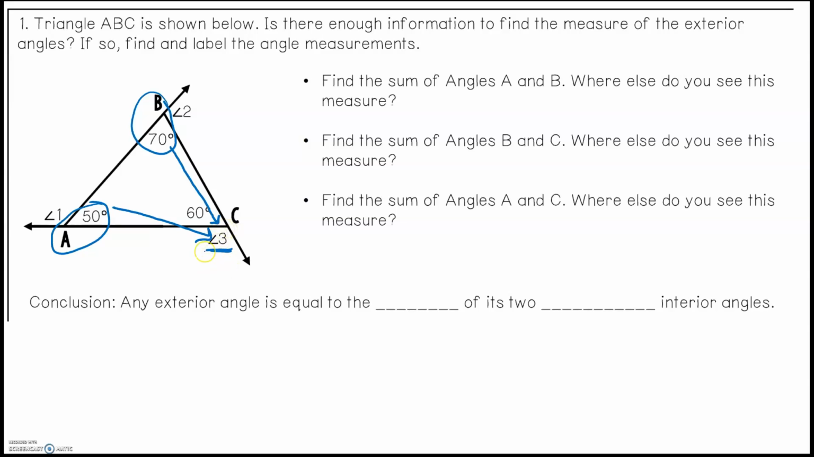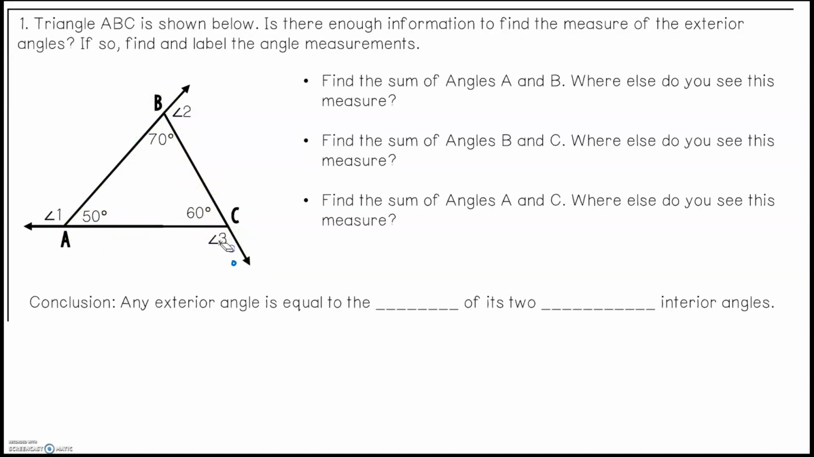This is outside that triangle, angle 3. So the sum of these two that are opposite from it, sitting across the room, when I add those together, that will give me the measure of the exterior angle that is across from them or opposite from them. So when we do that, A plus B is 120 degrees, so angle 3 would be 120 degrees because those two angles are exactly opposite.